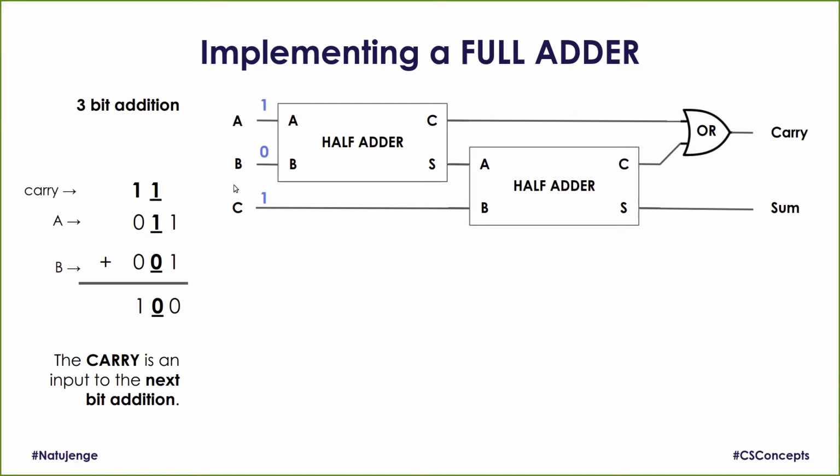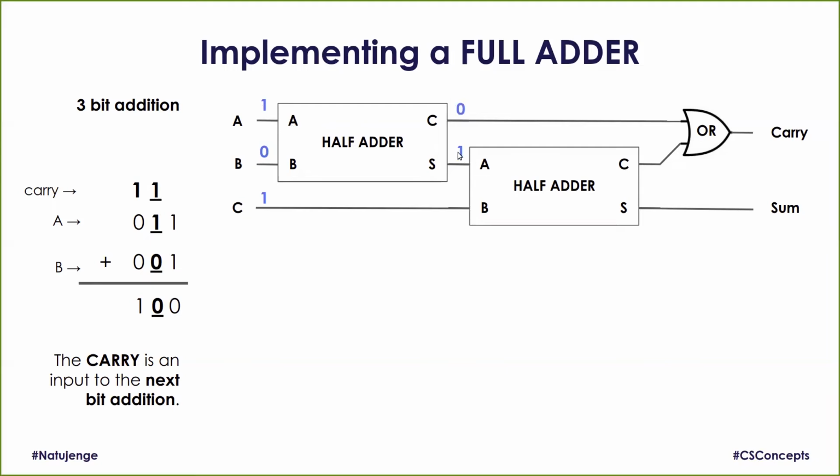A is 1, B is 0, and we know that the sum is 0, so we already know the answer, and the carry is going to be 1, and the carry from the previous equation is going to be 1 here. So 1, 0 as A and B, and the carry from the previous addition is 1. So let's do a quick computation. If you do the sum, XOR, you get a 1. And if you do the carry, it's AND, you get a 0.